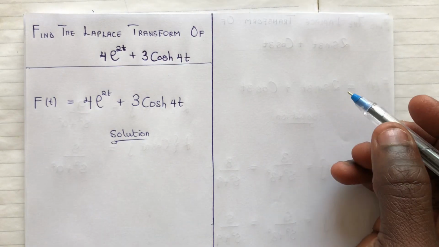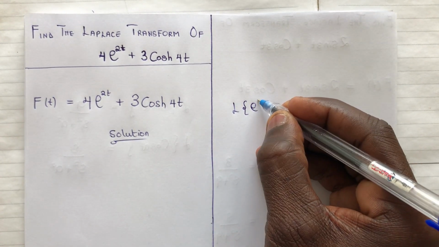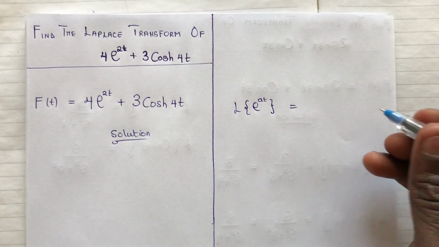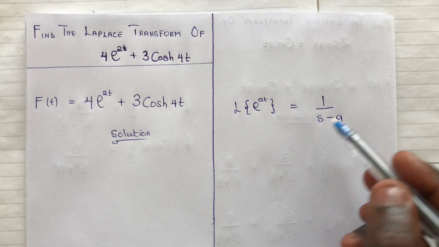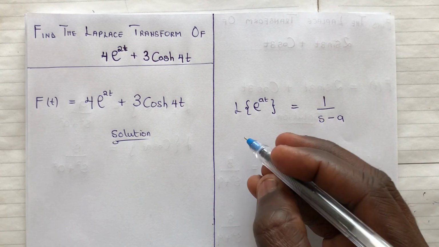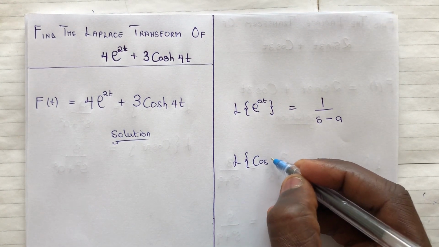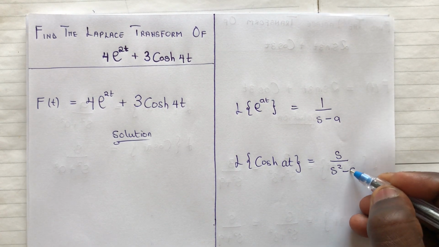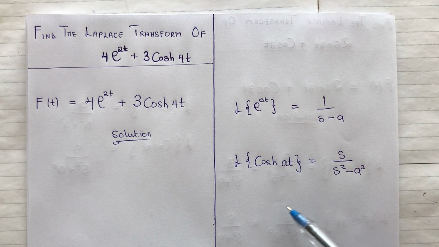So in this one, like I said earlier, the Laplace transform of an exponential function e to the power at, which we've already discussed on this page, is equal to 1 over s minus a. The result of this, when you find the Laplace transform of this was the result we had. You can look at that video. And then the Laplace transform of the hyperbolic function cos at, we've got the result s over s square minus a square. So this is for cos at. There is another one for sin at. You can locate that one too.